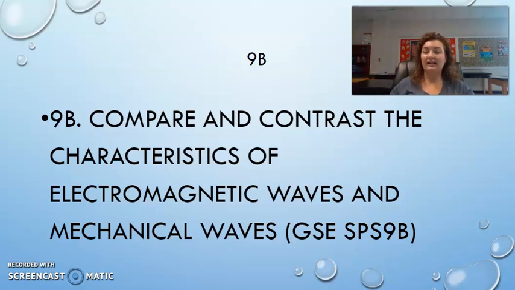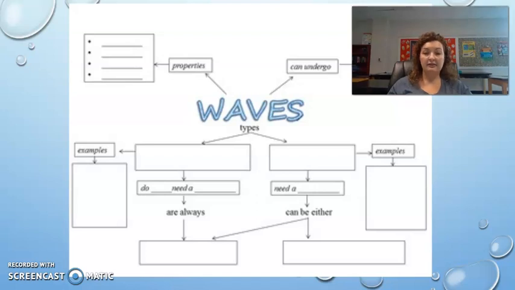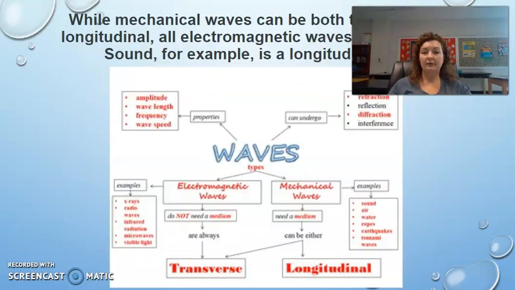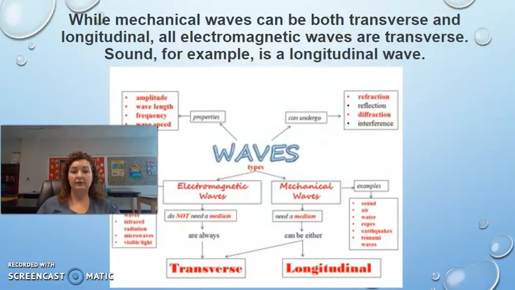We are going to look at 9B on your AKS portfolio. It says, I can compare and contrast the characteristics of electromagnetic waves and mechanical waves. So we've kind of already learned about those, but now we're just going to go further in depth comparing and contrasting them. So you have this graphic organizer on your sheet, and we are going to go ahead and fill it out together. But before we even do that, I want to read this to you up top.